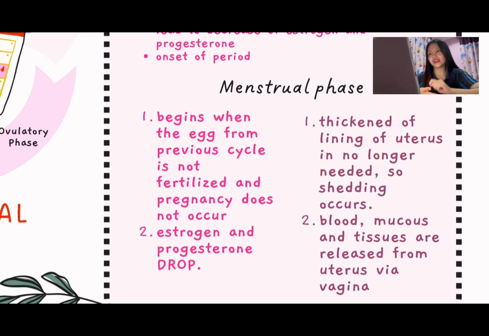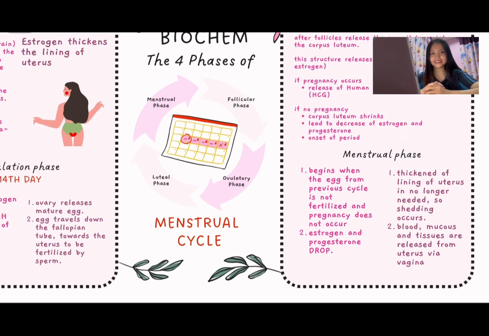After the luteal phase comes to an end, the menstrual phase begins. It begins when the egg from the previous cycle is not fertilized and pregnancy does not occur. During this time, the hormones estrogen and progesterone drop. The thickening of the lining of the uterus is no longer needed, so shedding will occur. Blood, mucus and tissues are released from the uterus via the vagina. So that's all for the menstrual cycle.